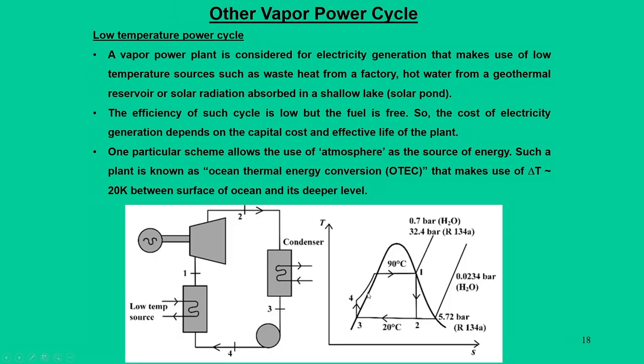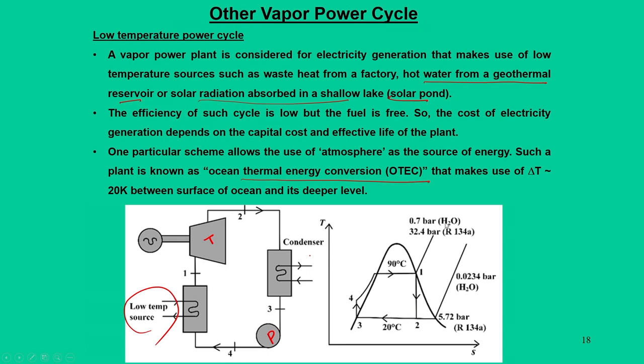Then there is another concept called low temperature power cycles. Normally, low temperature power cycles use different waste energies and renewable energies, and involve similarly a turbine, condenser, pump, and a low temperature source. This low temperature source could be a solar pond, where solar radiation is absorbed. Others can be hot water from a geothermal reservoir, or ocean thermal energy. Here the operating limits for this kind of application are normally between 20 degrees centigrade and 90 degrees centigrade. So, obviously, we cannot use water as a working fluid for these cycles.